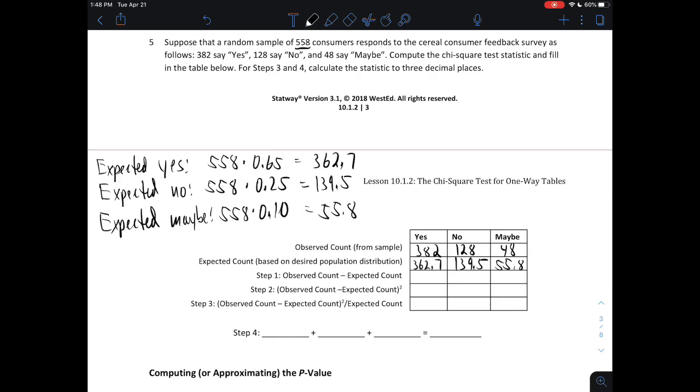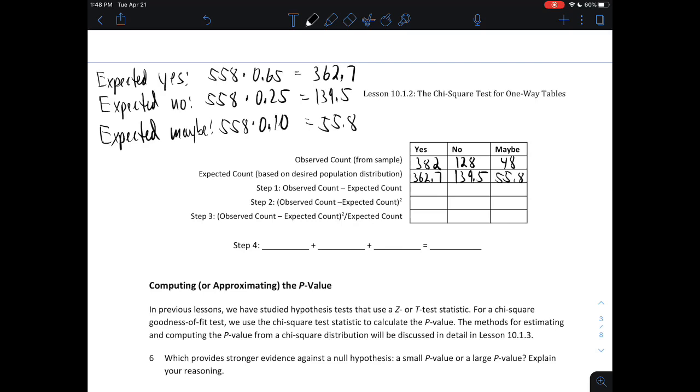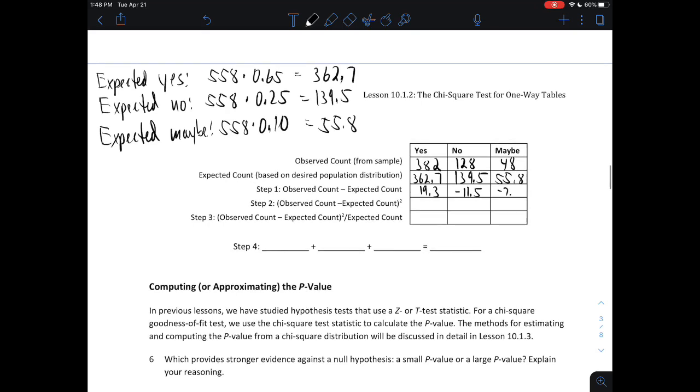So just like we saw in the previous lesson, the next step is subtracting. So here we take our observed count and then subtract the expected count. So for the yeses, that would be 382 minus 362.7. So that gives us a difference of 19.3. And then for the no's, 128 minus 139.5. That gives us negative 11.5. And then for the maybe, 48 minus 55.8, that's a negative 7.8.